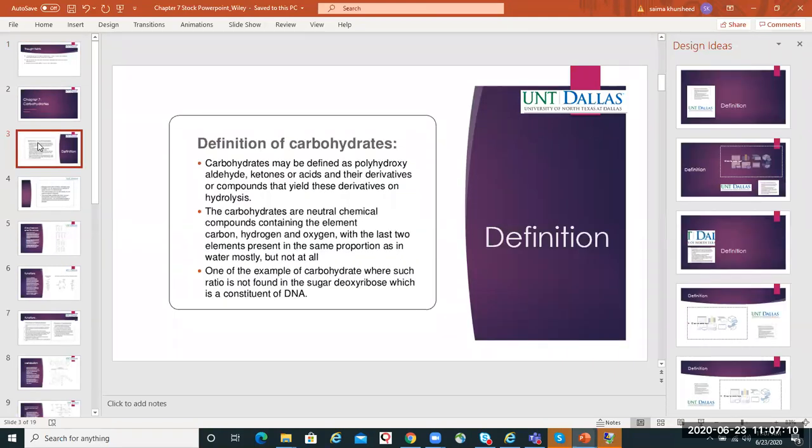So what carbohydrate actually means is that it may be defined as a polyhydroxyaldehyde or ketone or acids in their derivatives, or compounds that yield these derivatives on hydrolysis. The carbohydrates are the neutral chemical compounds that contain the elements, as the name implies, carbon, hydrogen, and oxygen, with the last two elements present in the same proportion as in water mostly, but not always.